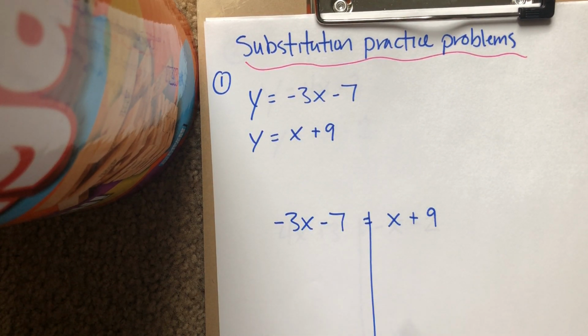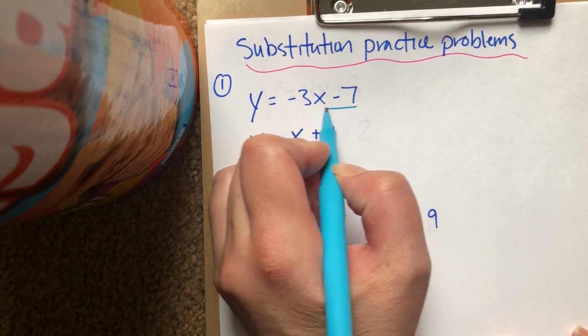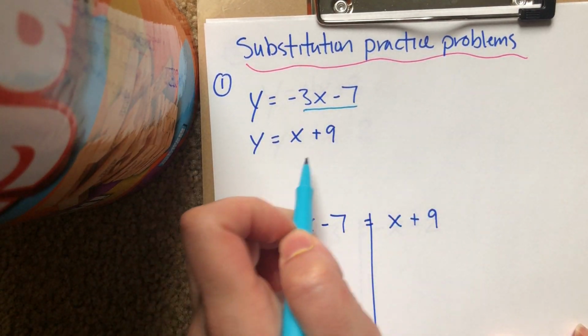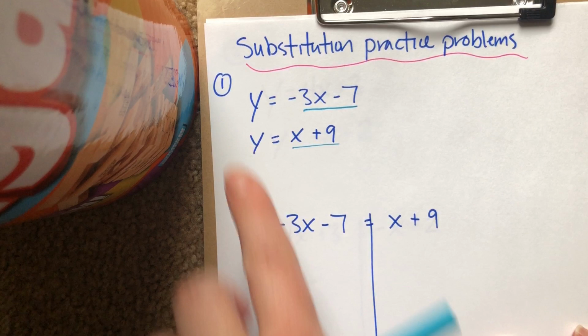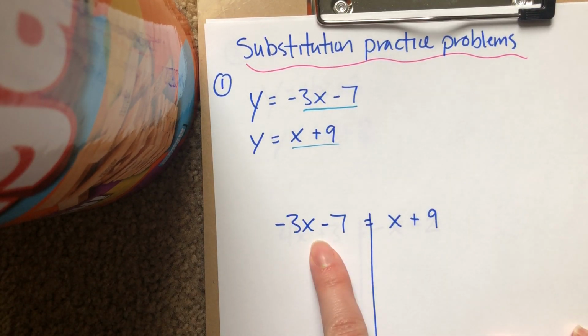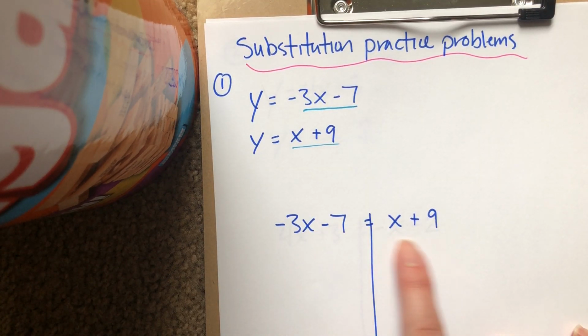As a reminder, since this is equal to y and this is equal to y, I can set them equal to each other because they equal the same thing. So I have negative 3x minus 7 is equal to x plus 9. To solve this, we're looking for an ordered pair answer.